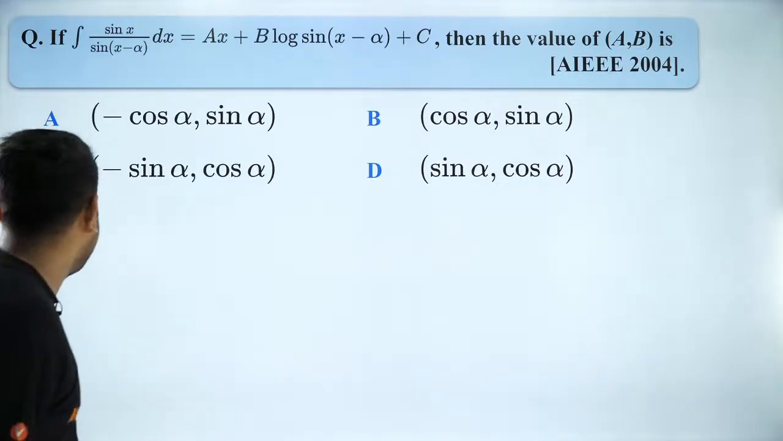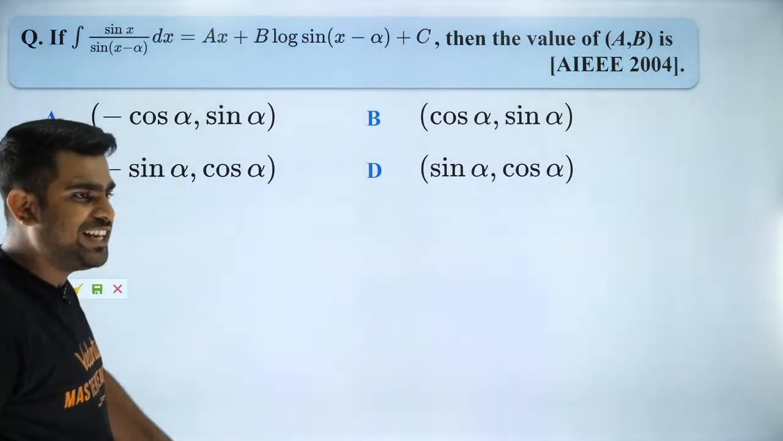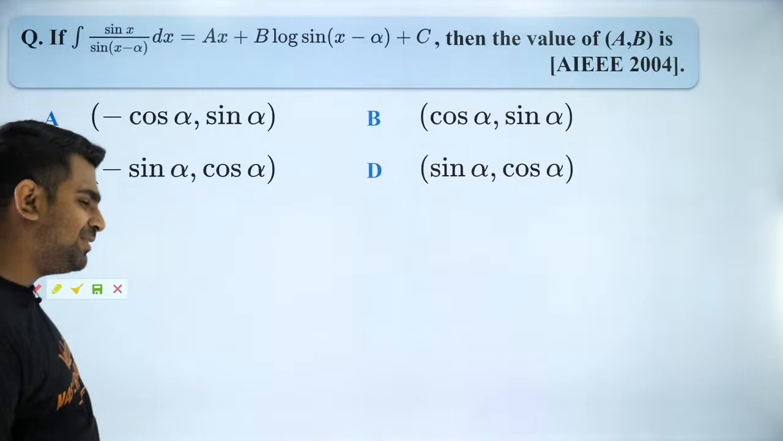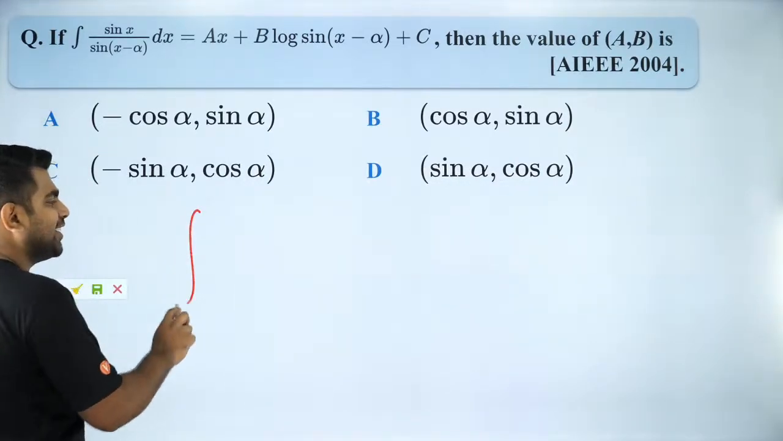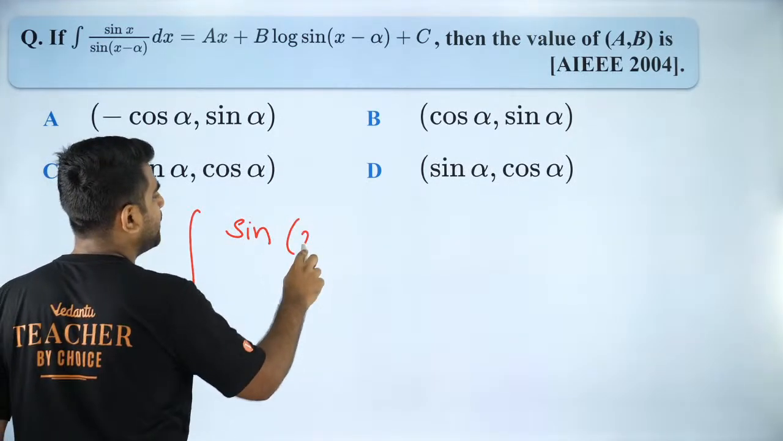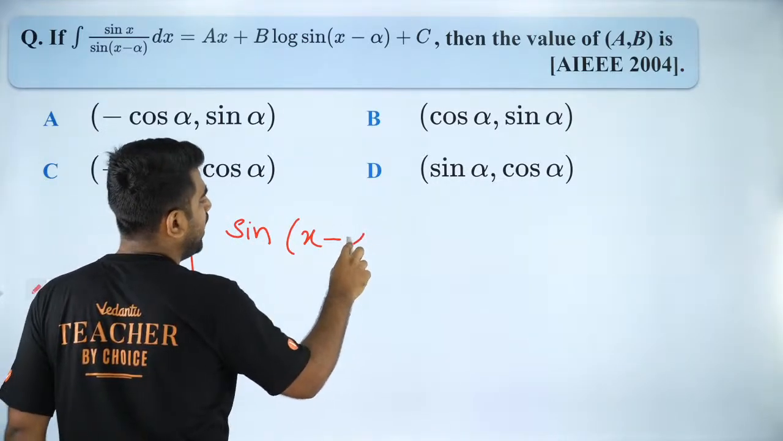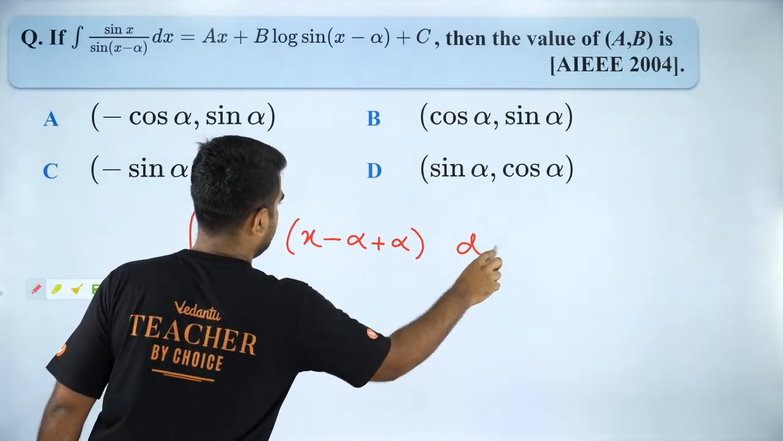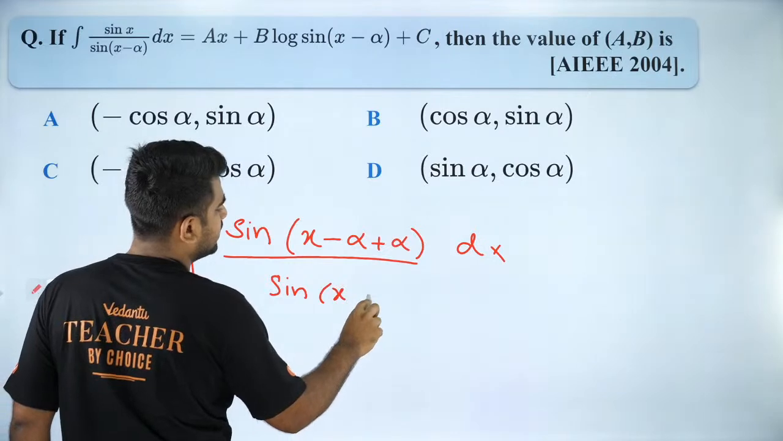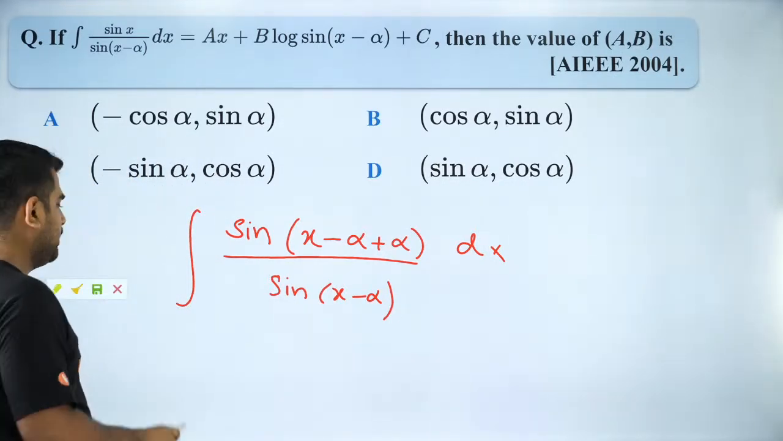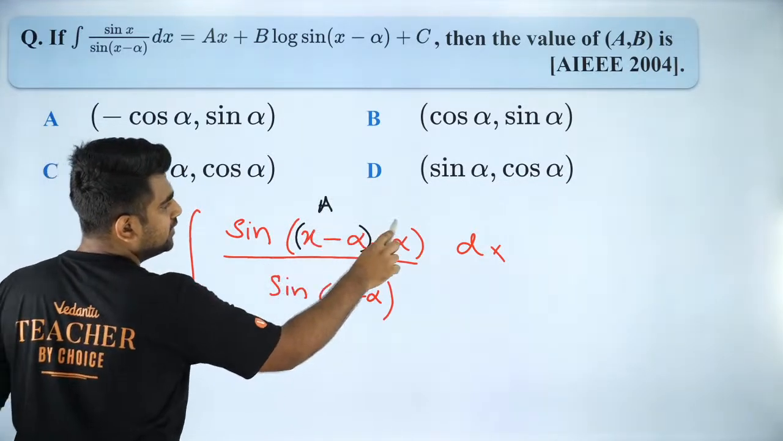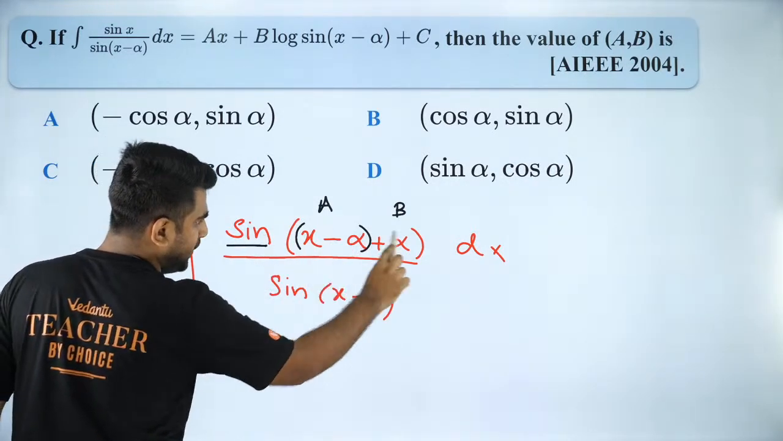So the hint which I'm going to give you. Ali, any hint? Option A, pakka, sir. So what you do here is, you add and subtract alpha. That's it. Is this correct? Do you guys have a problem here? Now I will take this as A and this as B, and I will apply the sine of A plus B formula.